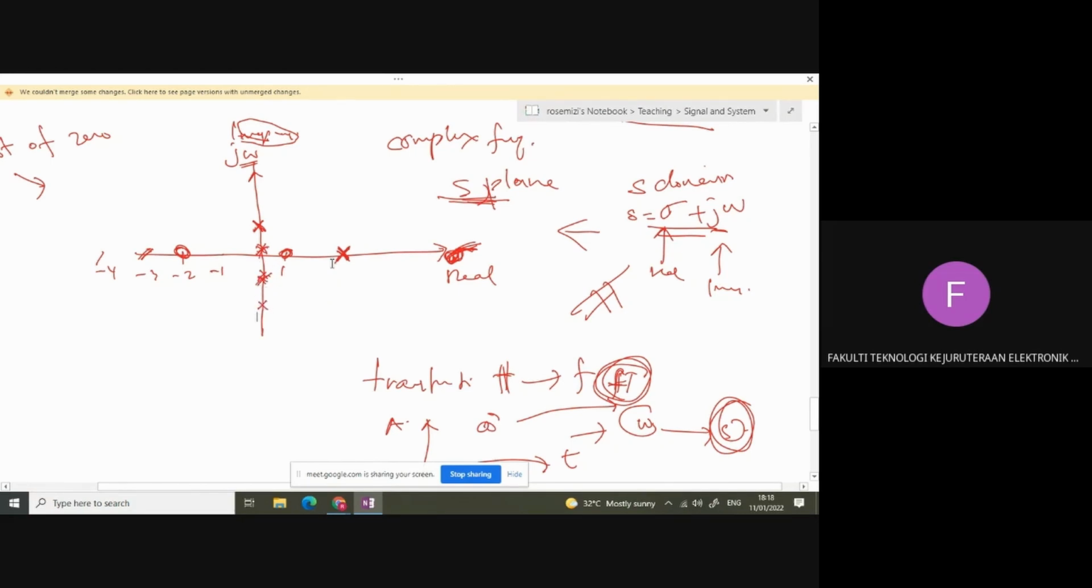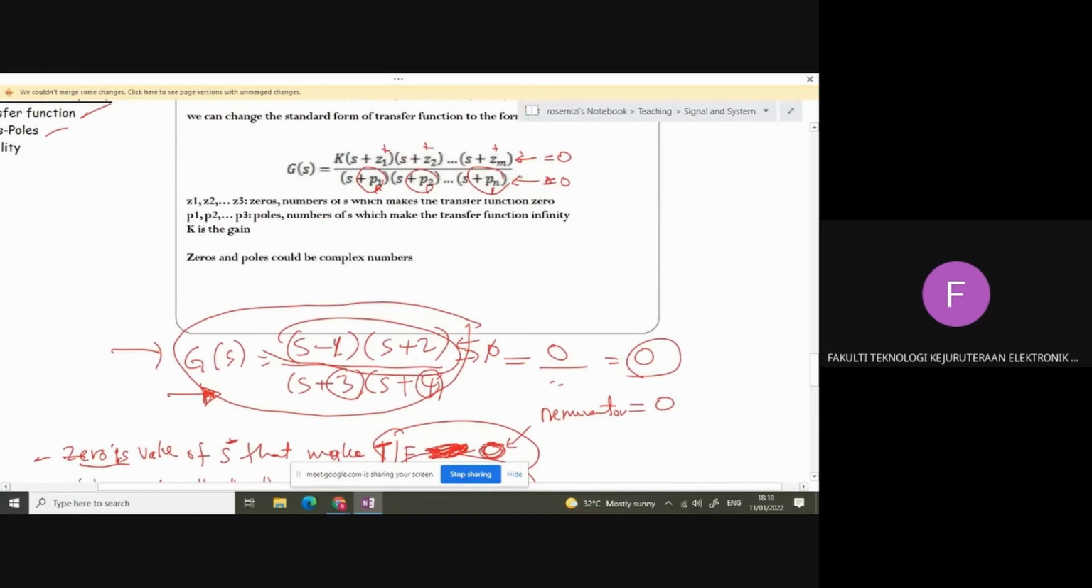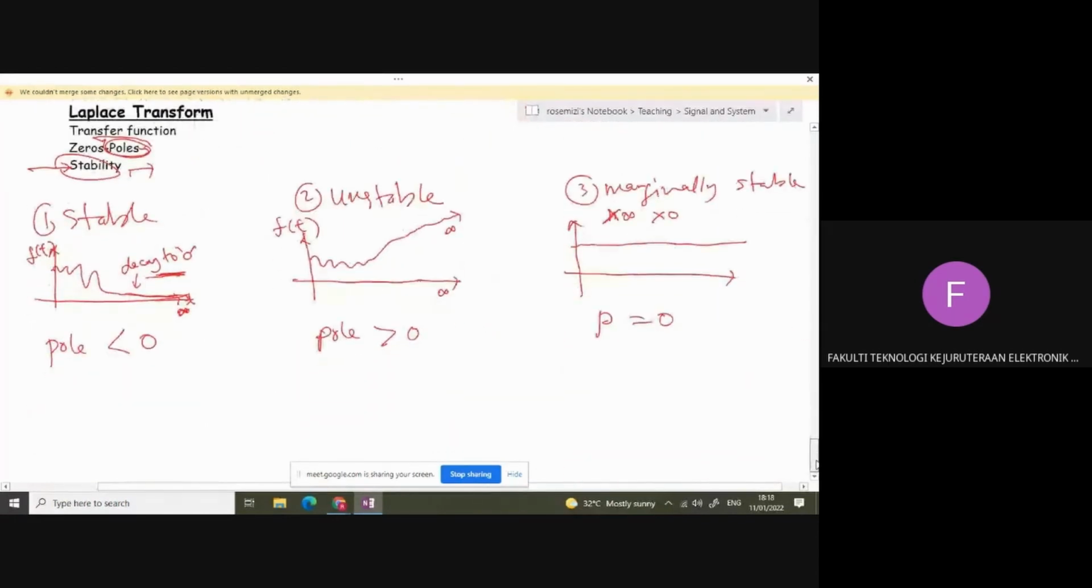How do we check it? We just check our equation. From the bottom part, the denominator, we will know the value of the poles, whether they are negative or positive. All poles must be negative, so the system will be stable. If just one pole is positive, the system is unstable. Okay, got it?